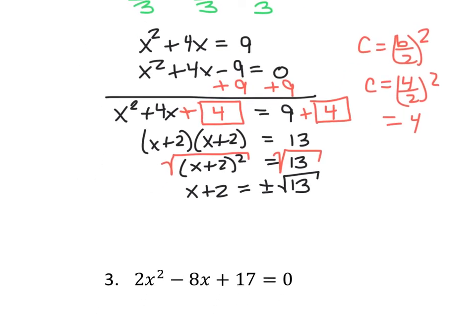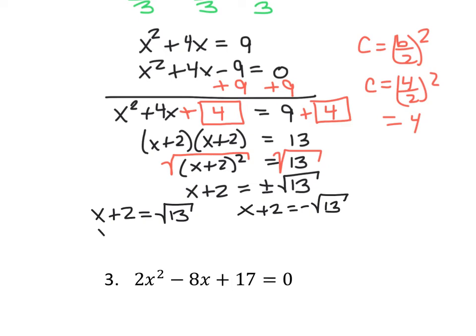So if we keep going here, I've got x plus 2 equals positive square root of 13. And I have x plus 2 equals the negative square root of 13. Square root of 13 is an irrational number. So we have to agree on some kind of approximation. We're going to use our calculator. We're going to approximate to something. I recommend for a low number like this to the 100th place.